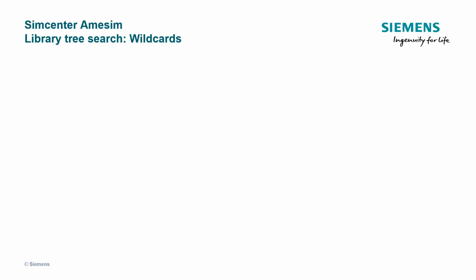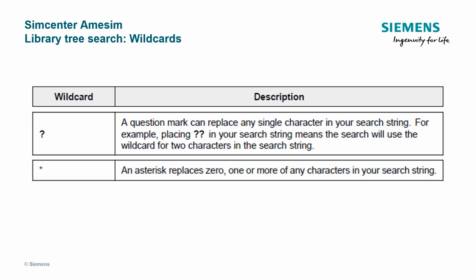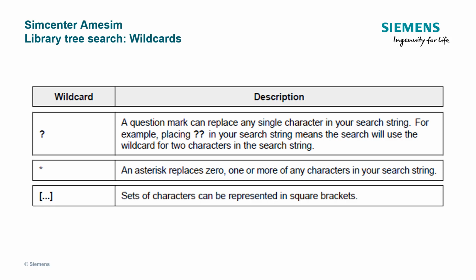Before we end this lesson, here are a couple of final tips on how to effectively use the library search tree feature. Wildcards within your search tree can help when you don't have the exact name of the component or submodel you are looking for. A question mark can replace any single character in your search string. For example, placing a double question mark in your search string means that the search will use the wildcard for 2 characters in the search string. An asterisk replaces 0, 1, or more of any characters in your search string. Sets of characters can be represented in square brackets.